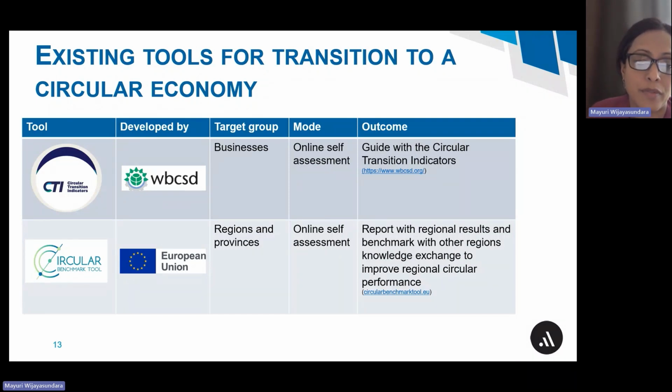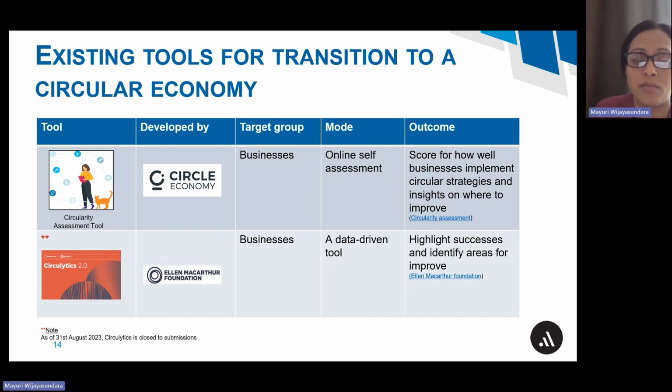We have a number of circular transition indicators that are available at the moment. There's one done by the World Business Council for Sustainable Development. There's one by the European Union, which are available online and can be used. There's something released by Circle Economy. Ellen MacArthur Foundation has Circularitics. So they're at different levels. For example, Circularitics measures organizational transition. And they sometimes look at different perspectives and aspects as well.